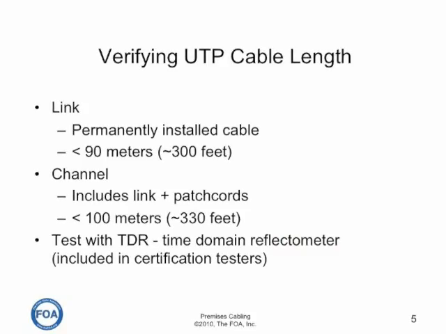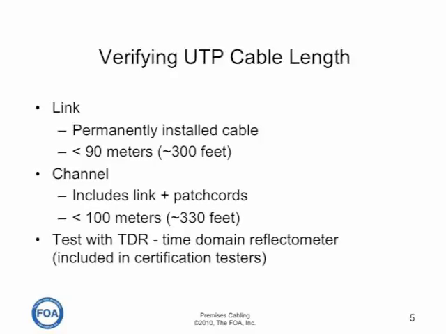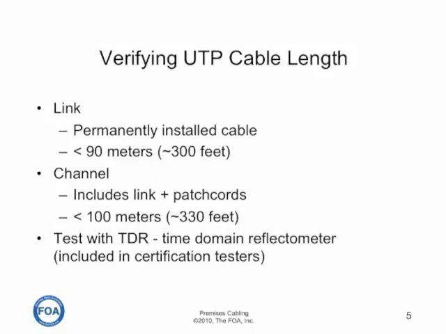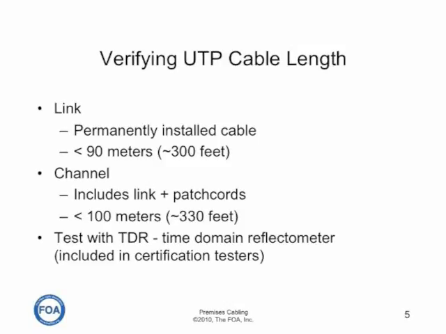The next test is to verify the UTP cable length. In a link, or the permanently installed cable, it must be less than 90 meters, or about 300 feet. The channel, which includes the link plus patch cords, must be less than 100 meters. You can test this with a TDR, or time domain reflectometer, which is a tool included in all certification testers, as well as being available as a standalone tester.